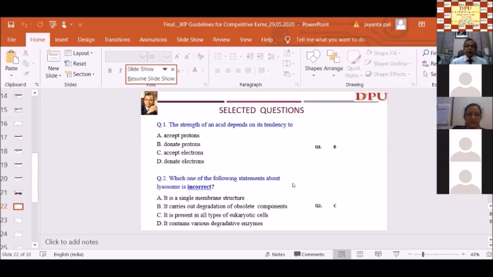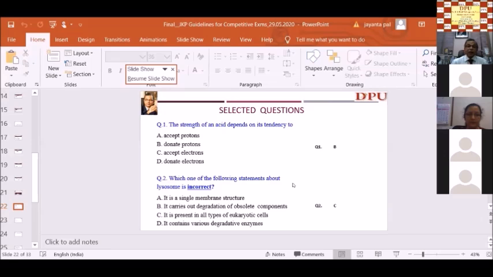Now if you go through all the 4 options, you can eliminate one by one because they're all correct, and you then come back to the actual incorrect answer. Now the last option, which is common knowledge: it contains various degradative enzymes. Definitely it is a correct statement. It is present in all types of eukaryotic cells? That is a question mark. It carries out degradation of obsolete components, which is true. It is a single membrane structure, which is also true, because among all organelles, lysosome is only a single membrane structure. So that means option A cannot be incorrect, B cannot be incorrect, D cannot be incorrect.